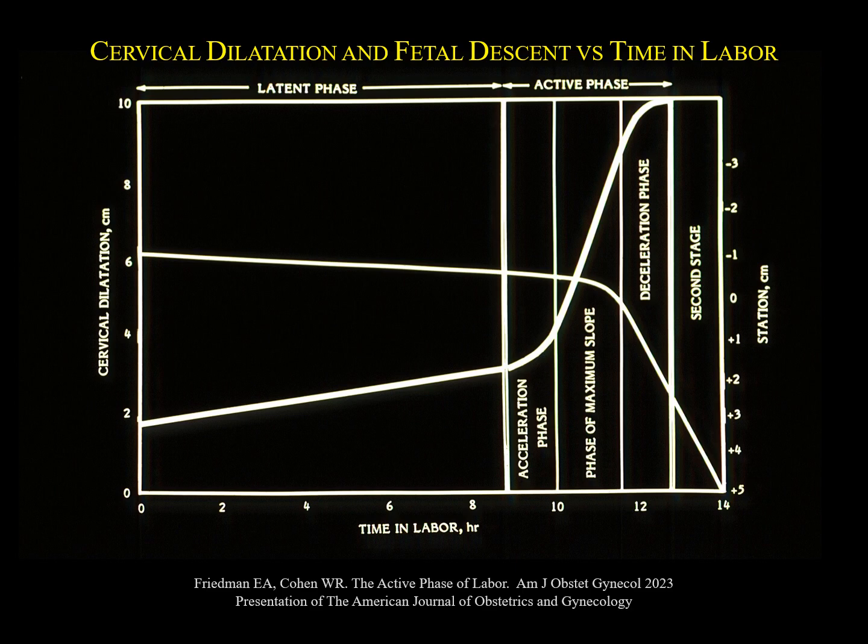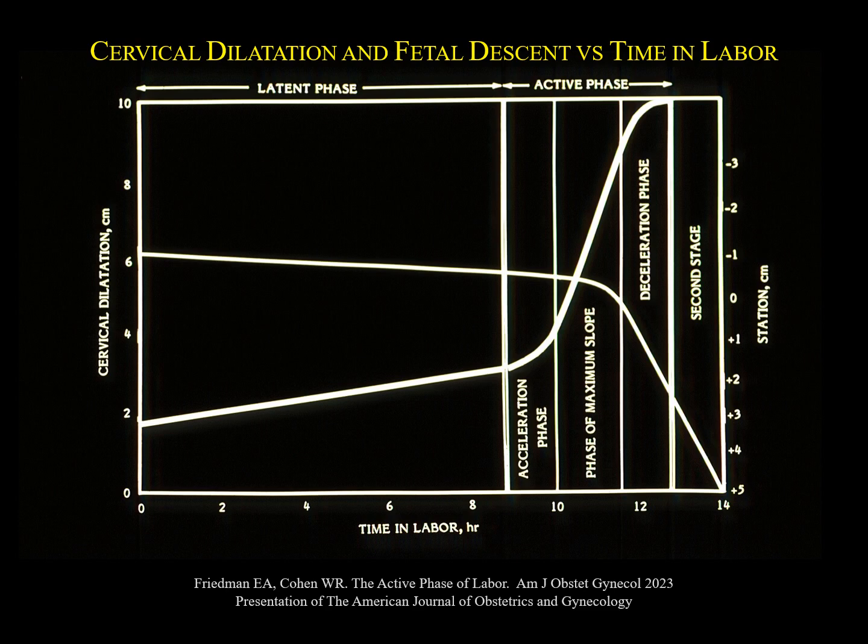The active phase begins when the rate of dilatation transitions from the relatively flat slope of the latent phase to a more rapid linear slope that is maintained until near complete dilatation. The degree of cervical dilatation reached at the start of the active phase varies considerably among parturients. The active phase ends with an interval, usually brief, of apparent slowing of dilatation called the deceleration phase.